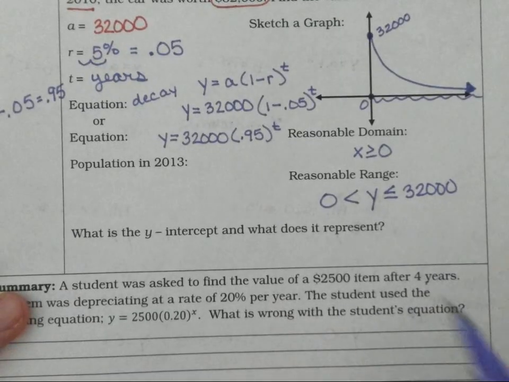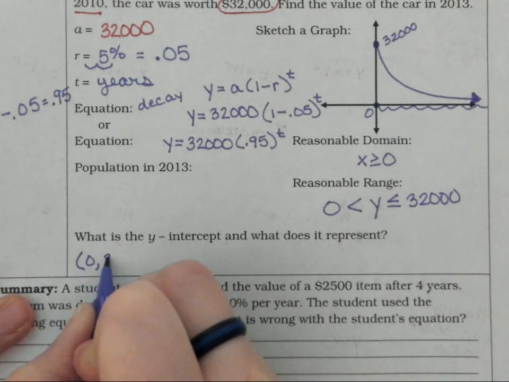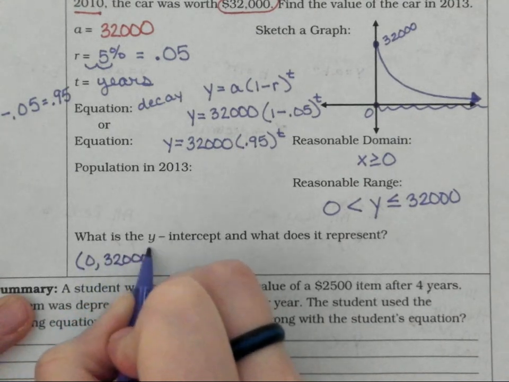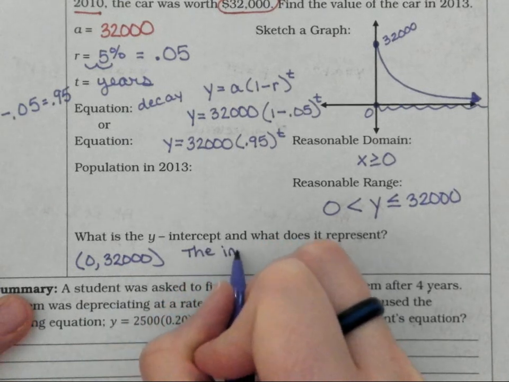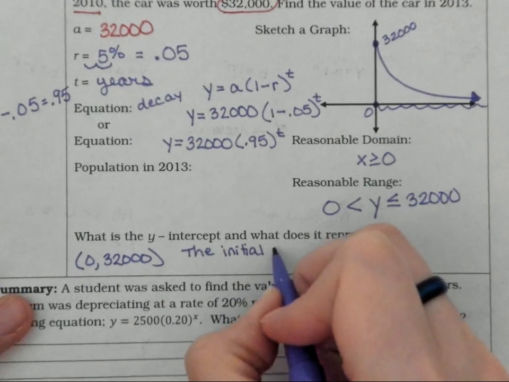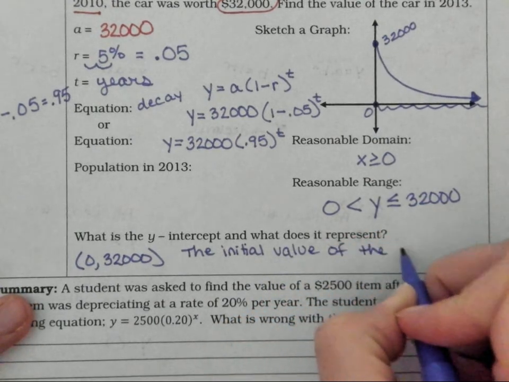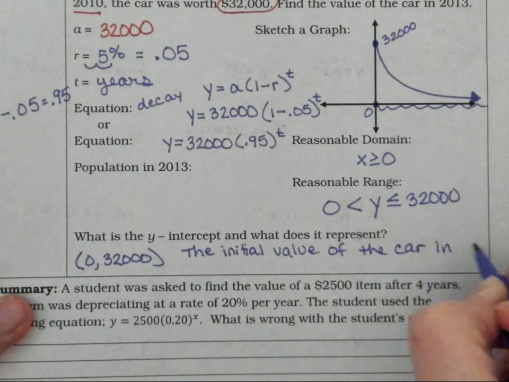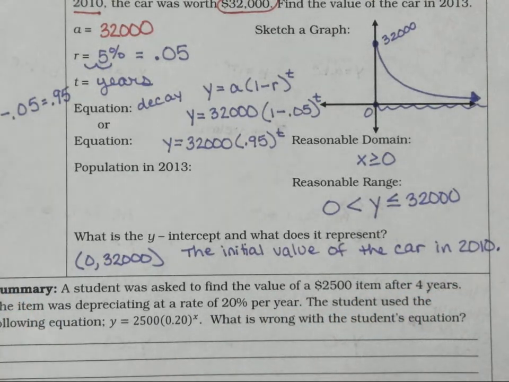The y-intercept is 0, 32,000. And it represents the initial value of the car in 2010. Okay.